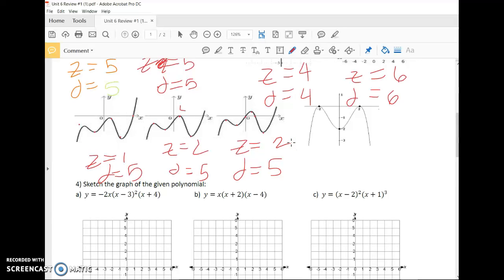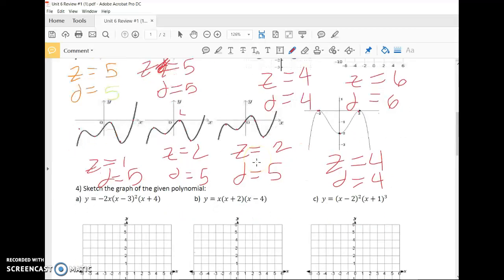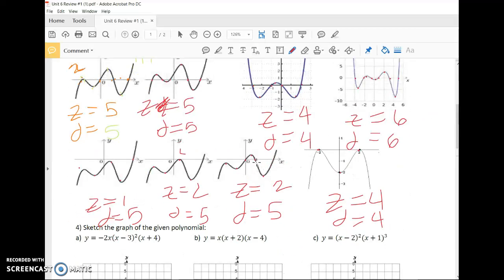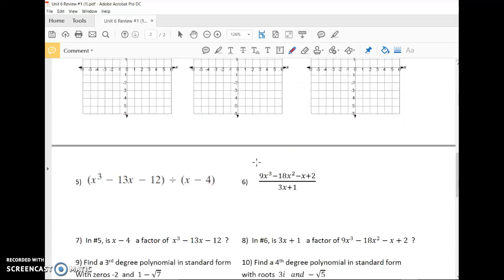And then this last one, we have 2 zeros, but each bounces. So we have 4 zeros, and then the degree is 1, 2, 3 plus 1, so the degree is also 4. Okay. That took a little bit, but that's how we get all the degrees. Let's graph some things.